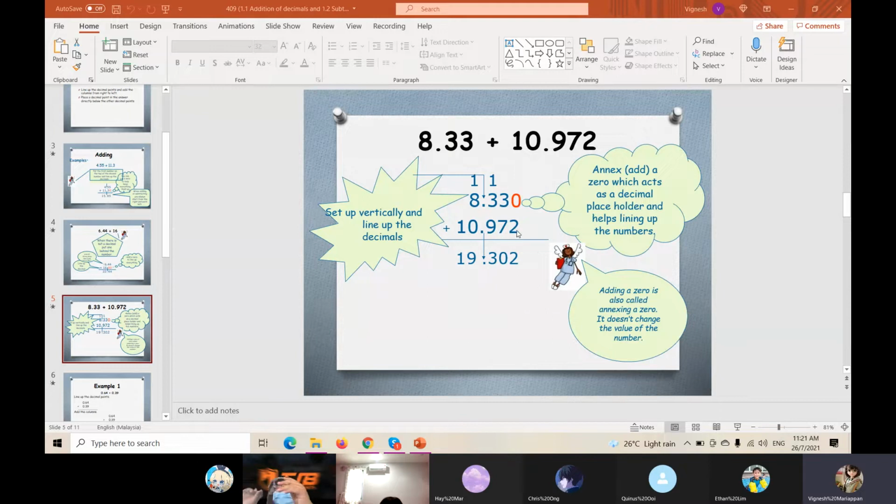0 plus 2 is equal to 2. 3 plus 7 is equal to 10. 10 means we put the 0 down here and carry the 1 here. So 3 plus 1 is equal to 4. 4 plus 9 is equal to 13. Again we put the 3 here and carry the 1 here. 8 plus 1 is equal to 9. 9 and then 1. So what is your answer?